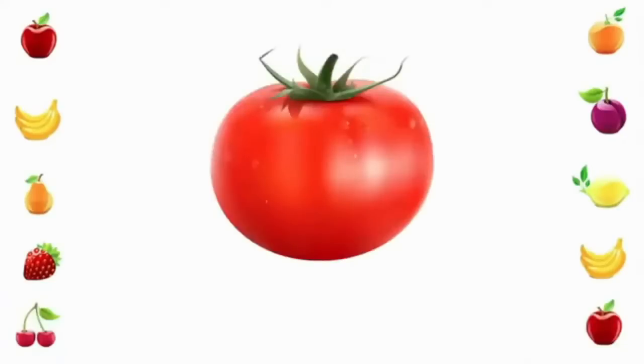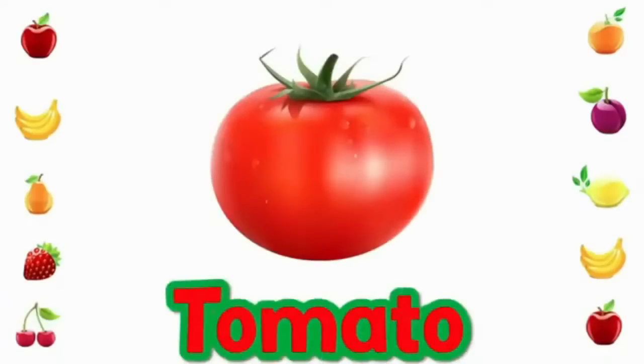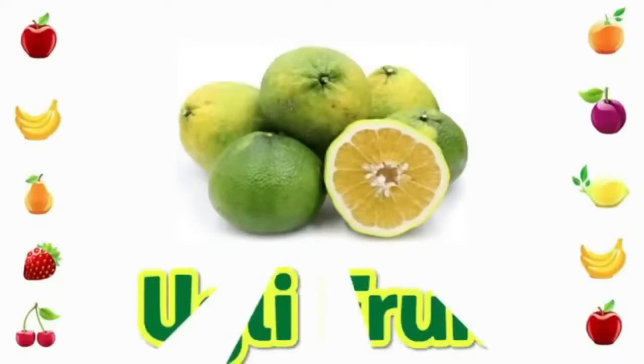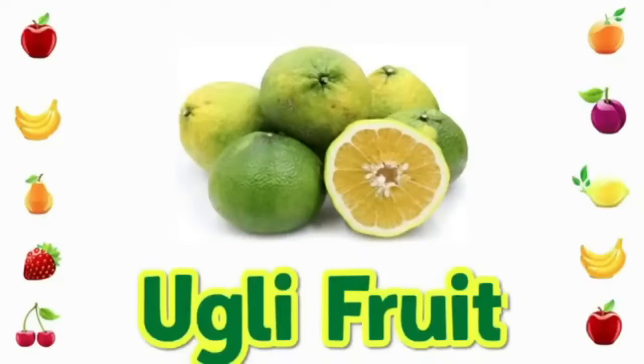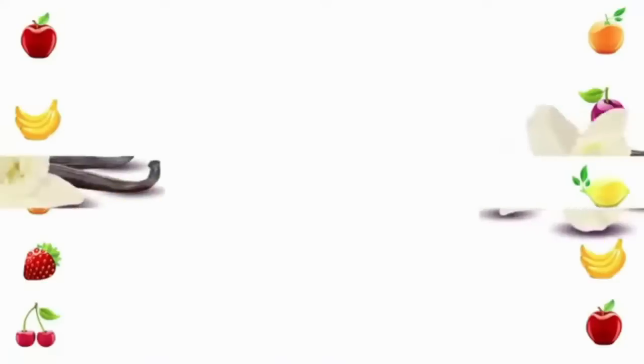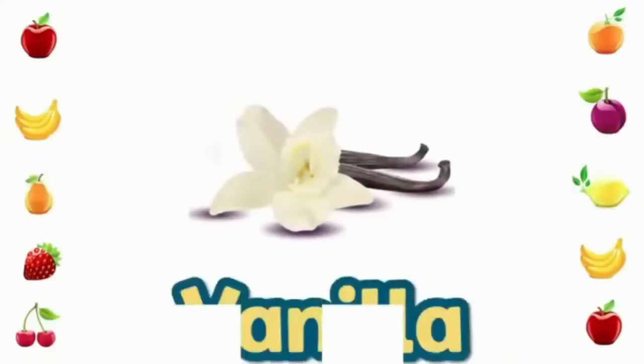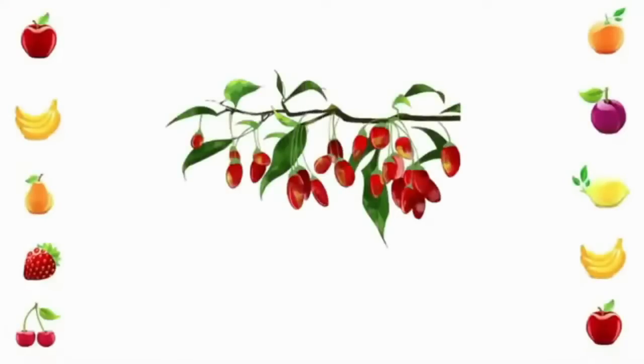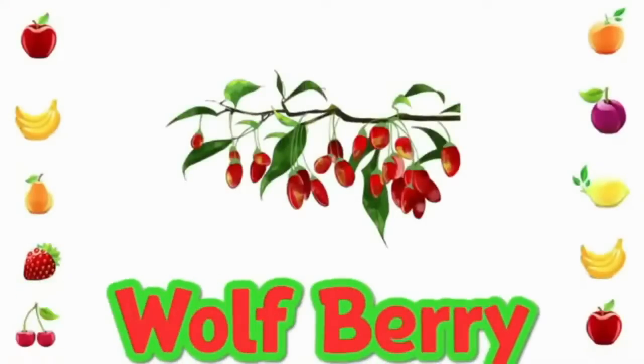T for tomato. T-O-M-A-T-O, tomato. U for ugli fruit. U-G-L-I-F-R-U-I-T, ugli fruit. V for vanilla. V-A-N-I-L-L-A, vanilla. W for wolfberry. W-O-L-F-B-E-R-R-Y, wolfberries.